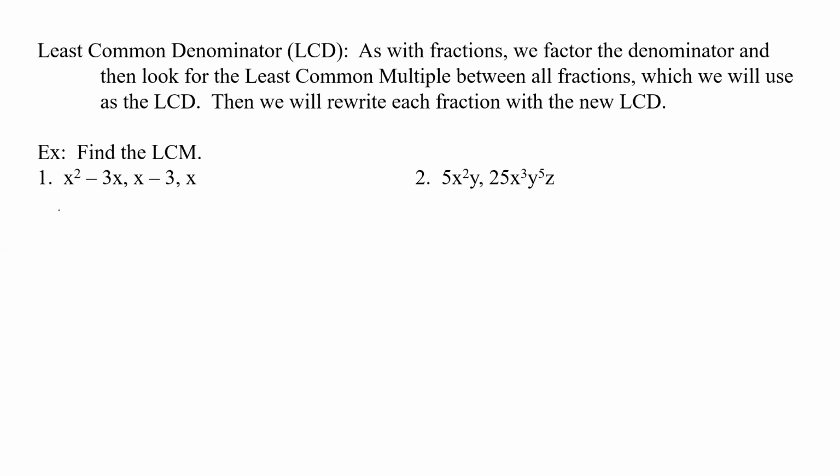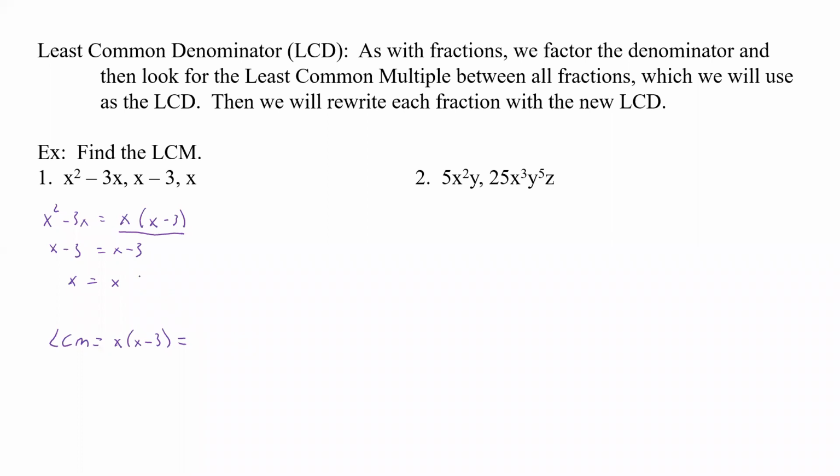So our first one is x squared minus 3x. We can factor out an x, and that leaves us with x minus 3. Then x minus 3 is just x minus 3, and x is just x. We're going to use each factor the most times it appears in one item. This is going to be our LCM because we have x minus 3 here and here, so it's used once. We have x here, at most once. So our LCM is going to be x times x minus 3.